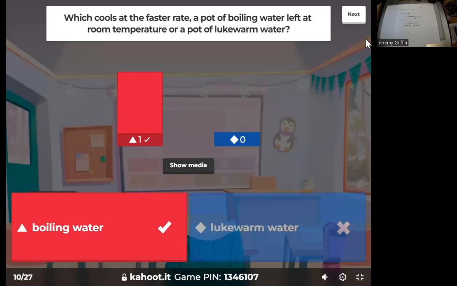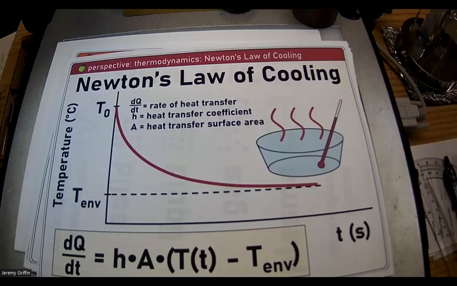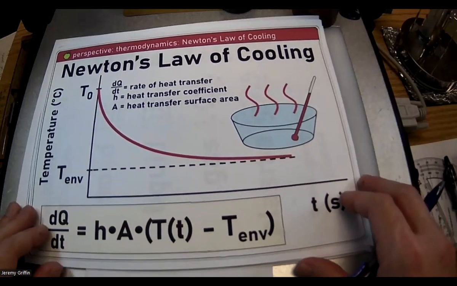Okay, now why would boiling water cool faster? That doesn't mean it is cooler. That just means that the rate of change of its temperature is a faster rate that it'll cool down. Okay? So here's Newton's law of cooling, right?